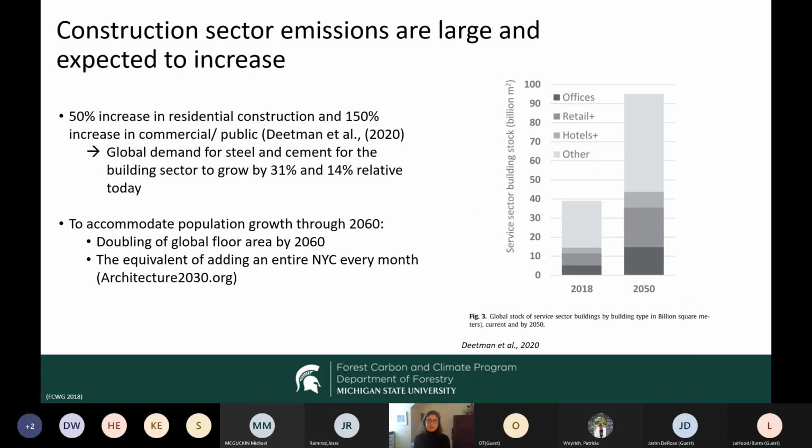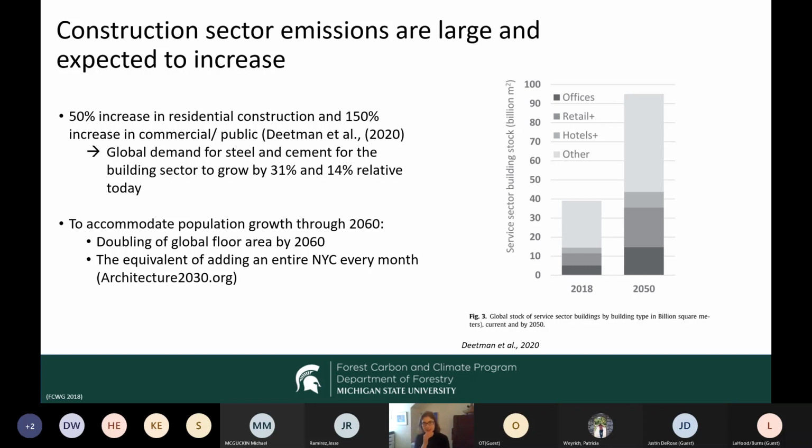Here are a couple of projections showing estimates for a 50% increase in residential construction and a 150% increase in commercial and public construction by 2050. Those numbers are represented on the figure on the right. Similar projections from Architecture 2030 say we're going to double the square footage of the global floor area by 2060, the equivalent of adding a New York City every month up until 2060. So these are big numbers, right? And if we stick with this 8% of emissions coming from concrete, we are similarly going to double those emissions.